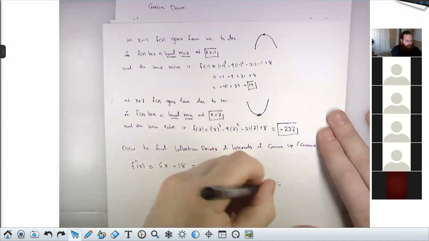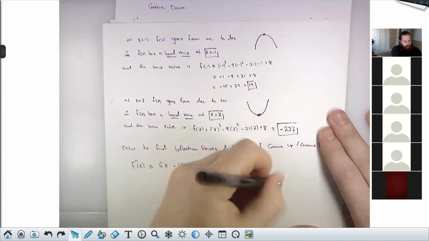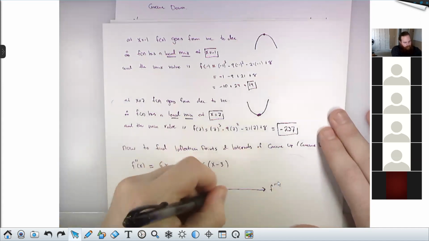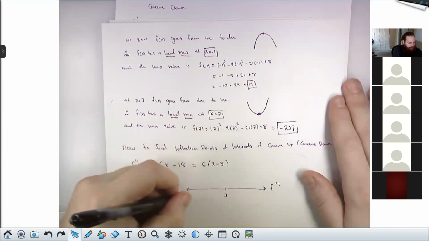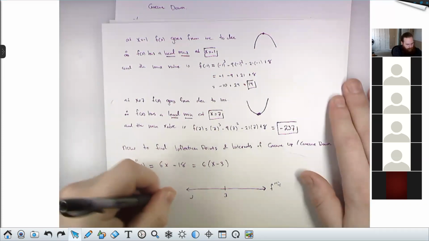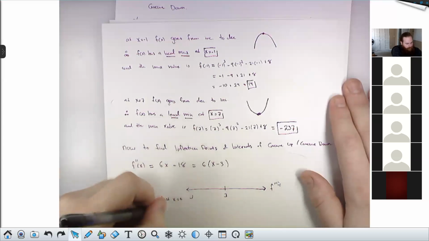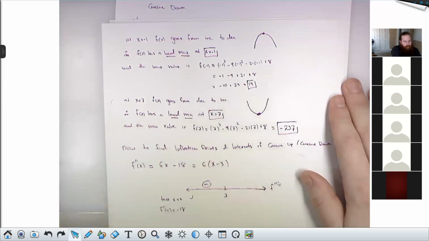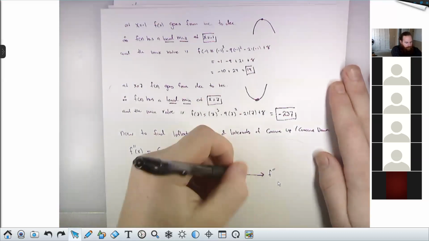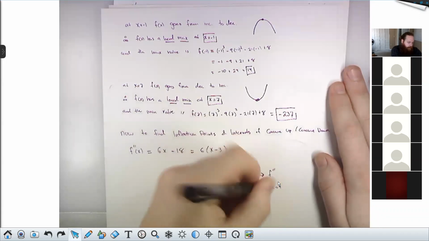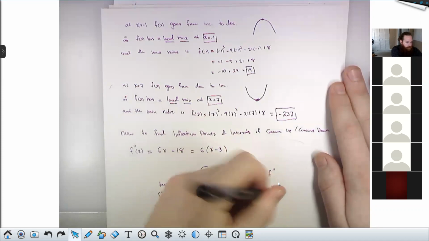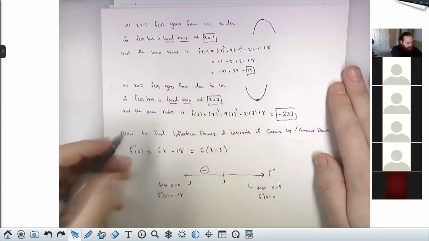So I make my number line for f double prime. I put on it the only places where f double prime can change sign, and I test a point. Over here, I could test x equals 0. And when I do that, f double prime of 0 is -18. In particular, it is negative. Over here, I could test x equals 4. F double prime of 4 is 24 minus 18, which is 6. It's positive.